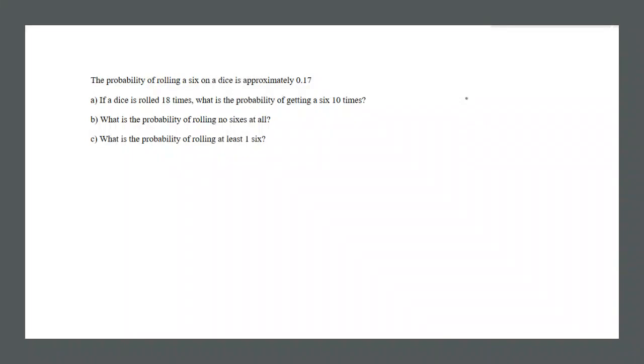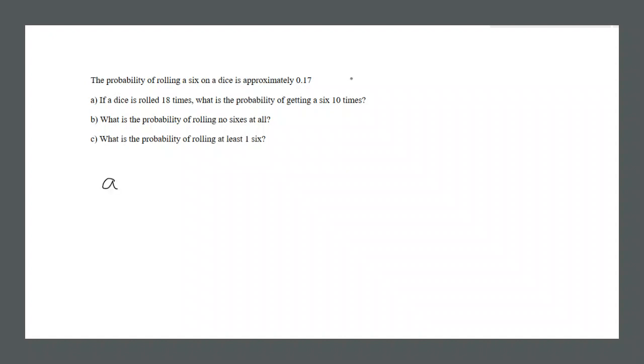How's it going, everyone? This video will go through a couple of common binomial distribution questions. So here we have the probability of rolling a 6 on a dice is approximately 0.17. So part A asks, if a dice is rolled 18 times, what is the probability of getting a 6 10 times?